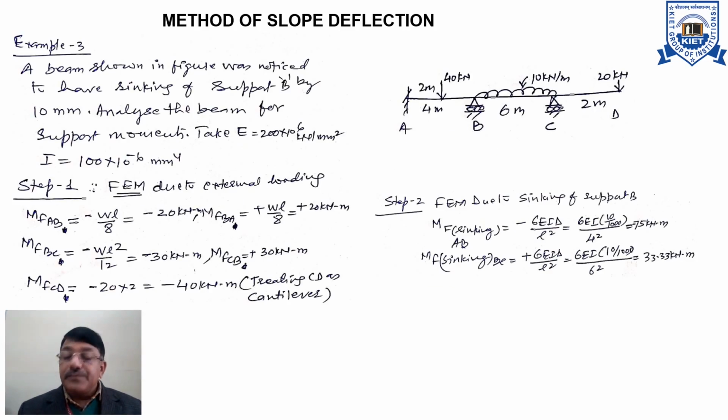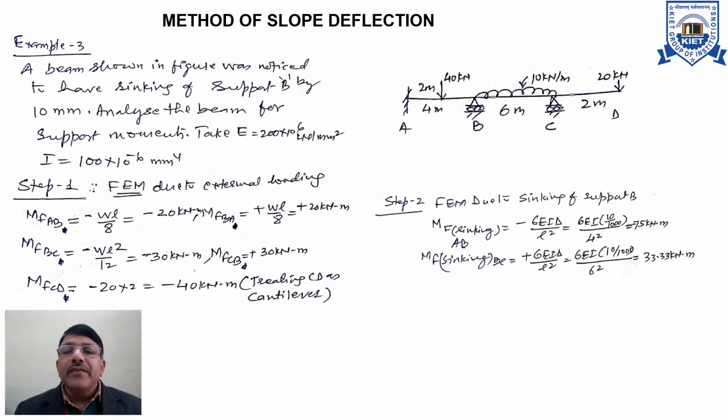Alright. One more problem, a little bit larger than the previous one. The previous problem had only one span. Now it's a beam having three spans. Out of the three spans, the last span is the overhanging span, or the cantilever part.